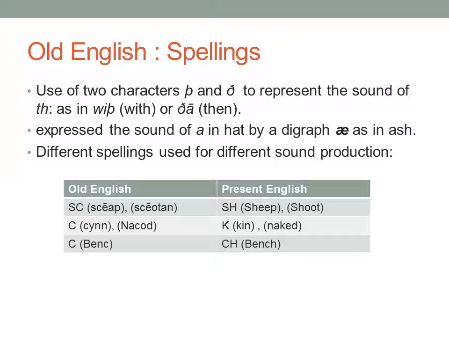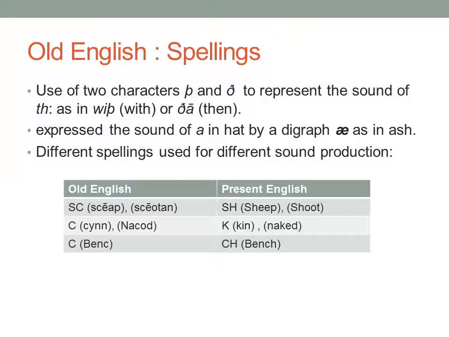Another thing which was important in terms of spelling was that Old English expressed the sound of a in hat by a digraph, as in ash. So this digraph was very much in vogue during the Old English period.